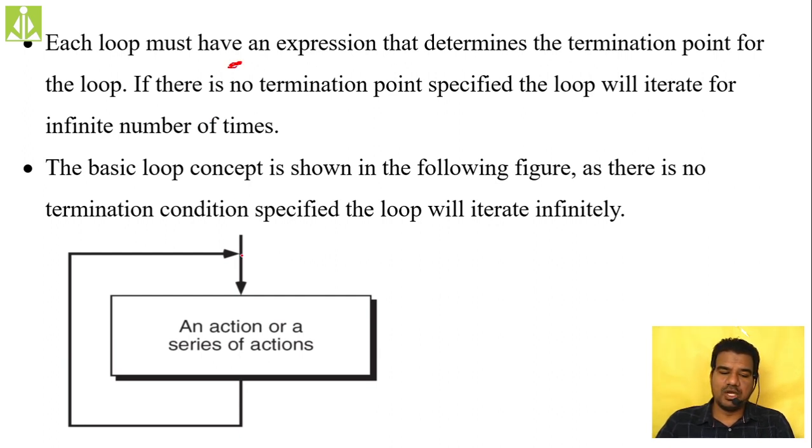Here, if we are using a loop, we put a loop here. After performing this complete action, again the control will come back to the loop, because it is a loop. Without the termination point, that is, without the condition specification, the loop will enter into infinity. It will execute these actions for an infinite number of times.